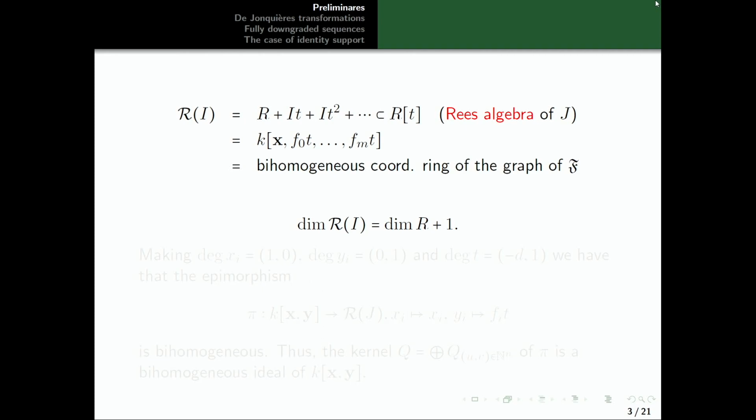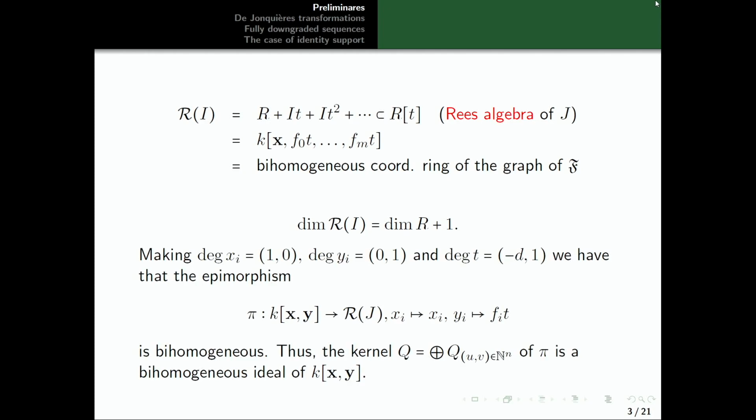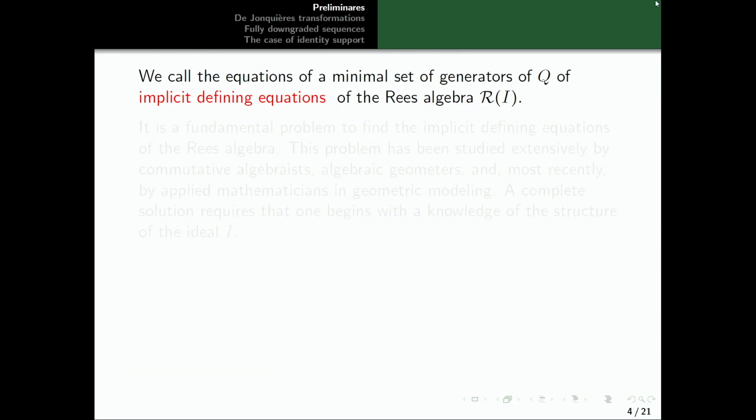Okay. If we make the bidegree of the variables x equal (1, 0), and the bidegree of the variables y equal (0, 1), and the bidegree of the variable t equal (-d, 1), we have that this epimorphism is bihomogeneous. In particular, the kernel is a bihomogeneous ideal. We call the equations of a minimal set of generators of Q the implicit defining equations of the Rees algebra of I.